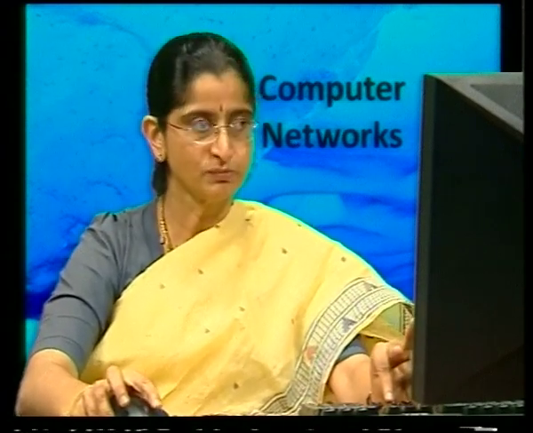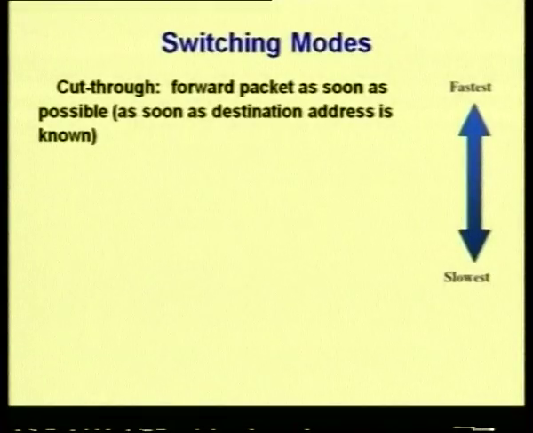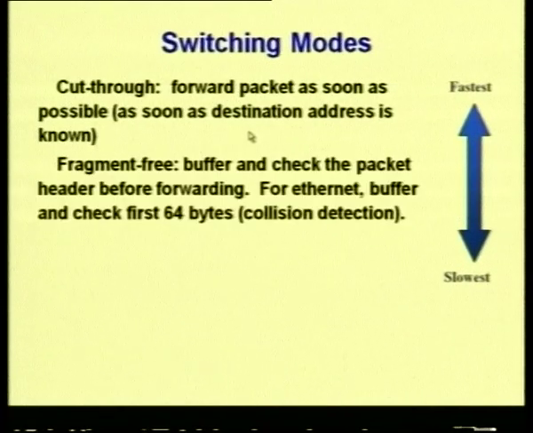Now coming to switching modes, when we talk of switches, there are different modes in which the switches can be used. One is called the cut through mode. In a cut through mode, we just forward the packet as soon as possible, that is, as soon as the destination address is known. The second is called the fragment free mode, where you buffer and check the packet header before forwarding. Now for Ethernet, you basically buffer and check the first 64 bytes so that you can avoid collisions.